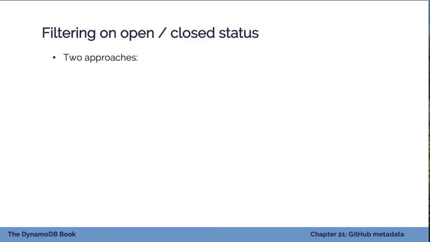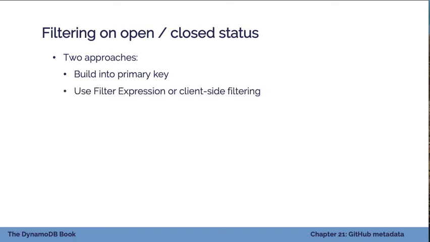So there are two approaches that you need to think about with filtering. Number one is you could build it into the primary key somewhere. It wouldn't be in the primary key of our main table, but it could be in the primary key of a secondary index where maybe we build status into that and we could do a composite primary key like we talked about in that filtering section. The second option here is we could use a filter expression or do client-side filtering. So what we do is fetch more items than we actually need, and then we'll just filter out either open or closed as we want to. We're going to go with that one here.